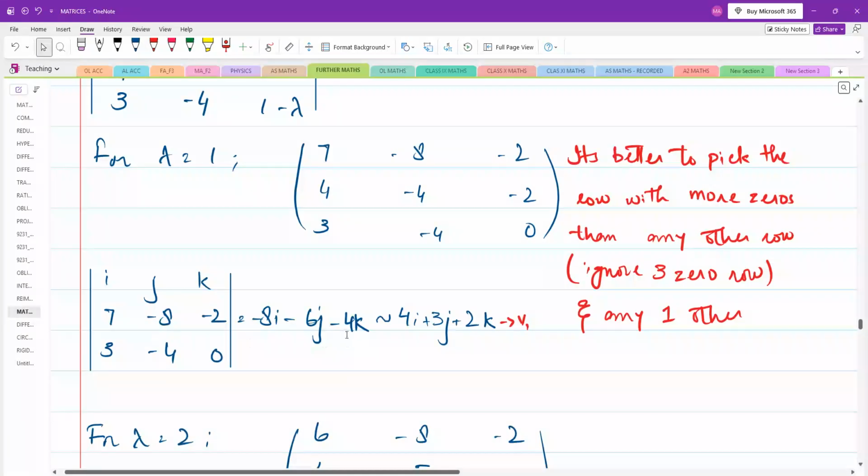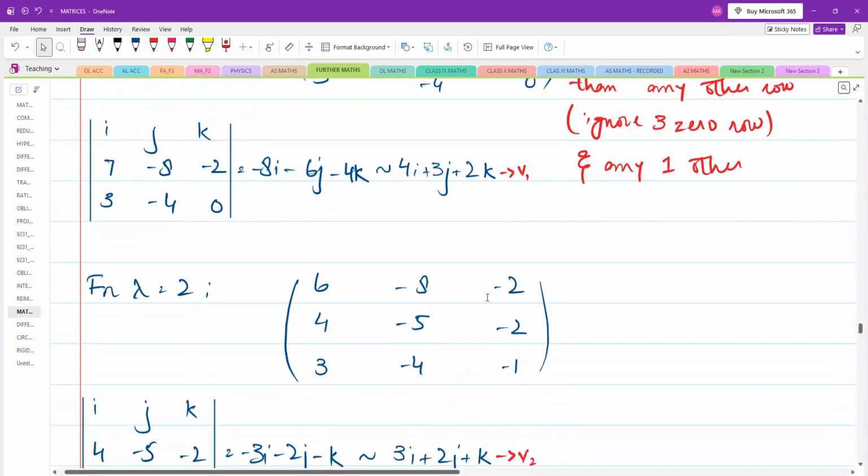Exactly what we did. We got this answer. As you can see, these three values can be divided by minus 2. Exactly what I did, and we got our first eigenvector. Is that understandable? Moving onwards.